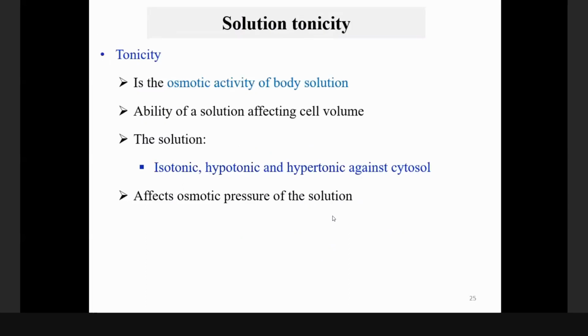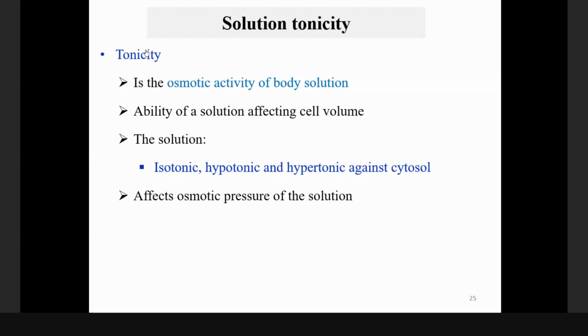Otherwise, there is tonicity. I think you'll see this one again in your hematology, but it is good to have some concept about the tonicity of your blood. So your blood can be isotonic. That is, for instance, if the concentration of intracellular fluid and extracellular fluid is the same, then that solution is called isotonic.